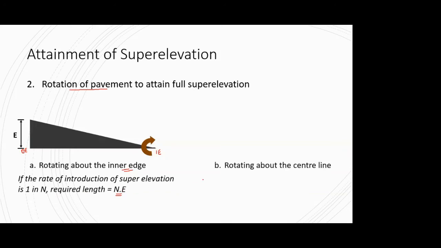Now the second method is rotating about the center line. If you have understood rotating about the inner edge, in a similar way we are going to rotate our pavement. The only difference is, in the first method we rotated about this inner edge. Now in the second method we will rotate it about the center line of the pavement that we have for the initial condition.